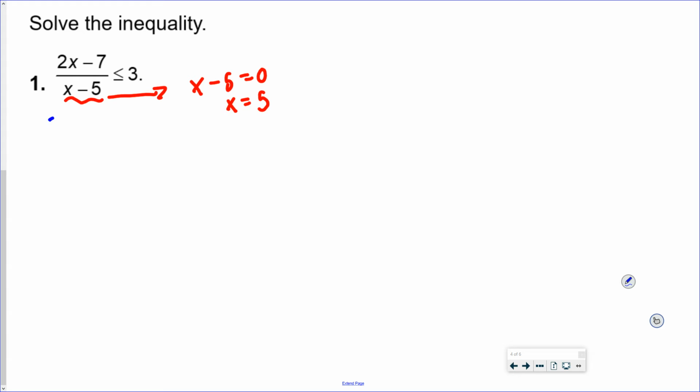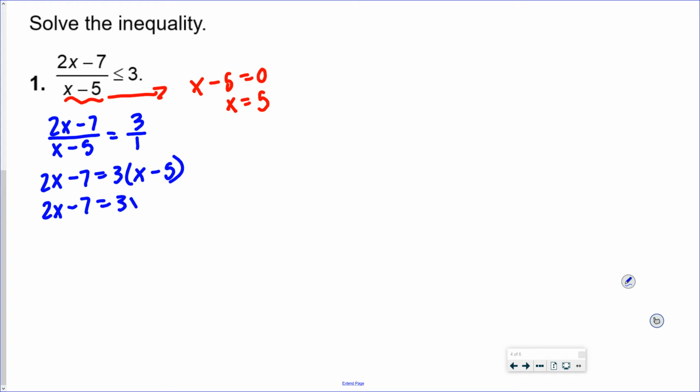And then, just like before, I solve the related equation. So set this equal to 3. You could cross multiply. You can multiply both sides by x minus 5. Or you could cross multiply, whatever you want to do. Okay, let's solve this quickly.